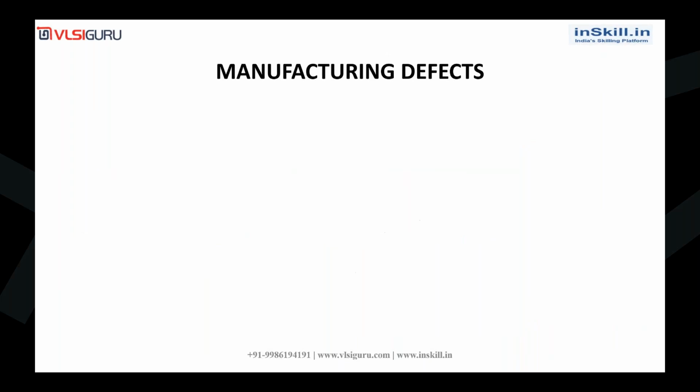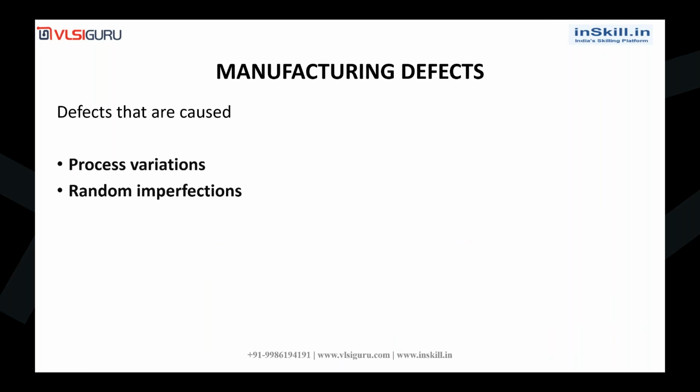And manufacturing defects. So what are manufacturing defects? Manufacturing defects are defects caused by process variations and random imperfections. Process variations mean slight variation in transistor channel length, metal interconnect width and thickness. All those things can result in logical and timing variations. And random imperfections mean unintentional shorts and unintentional opens. That is what is called random imperfections.